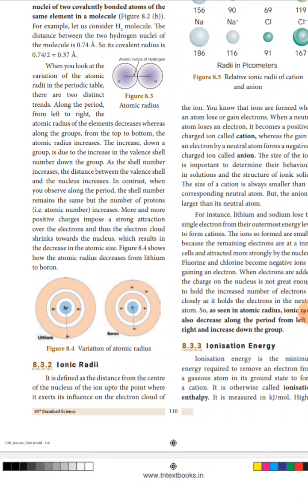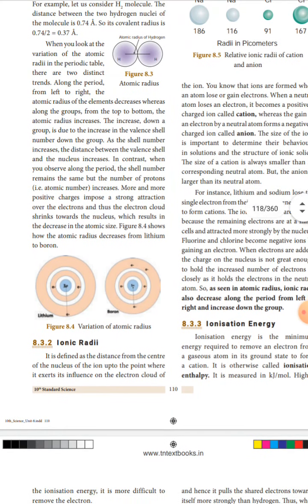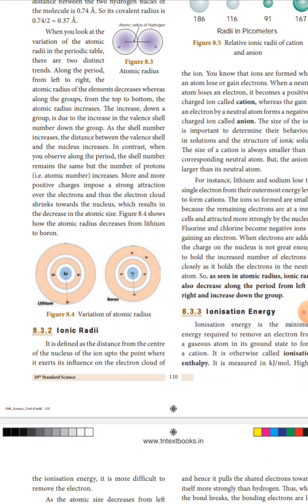So when you go from top to bottom, what happens? See, the valence shell number goes on increasing. When atomic number increases, the shell number also increases. As the shell number increases, the distance between the valence shell and the nucleus increases. So the electrons are going very far apart from the nucleus. Because of this, when you go from top to bottom, the atomic radius increases.